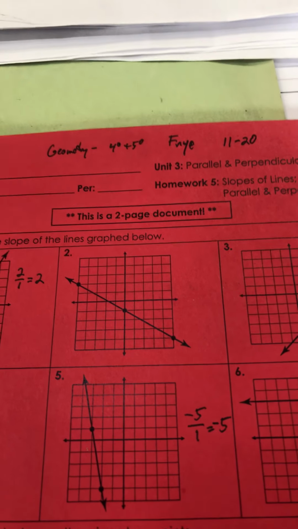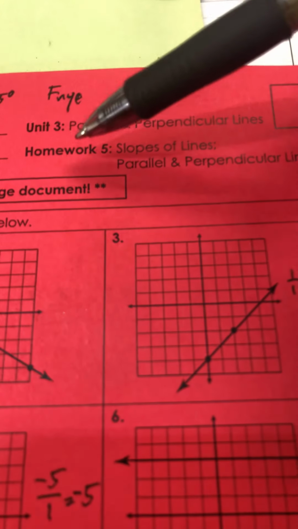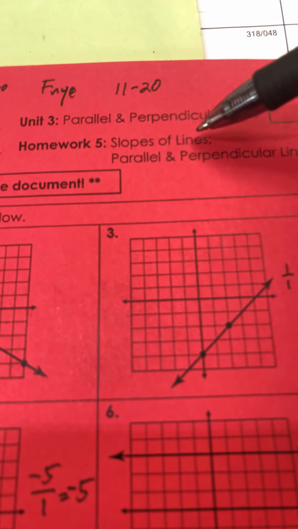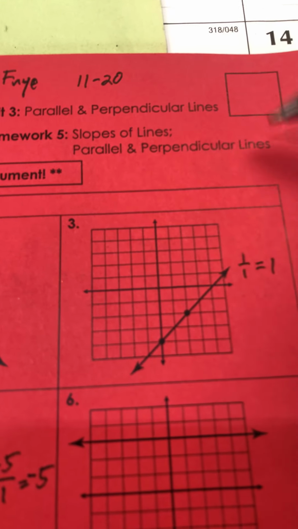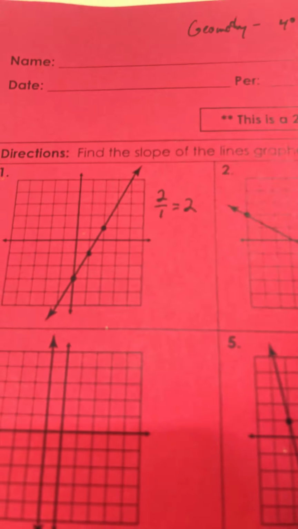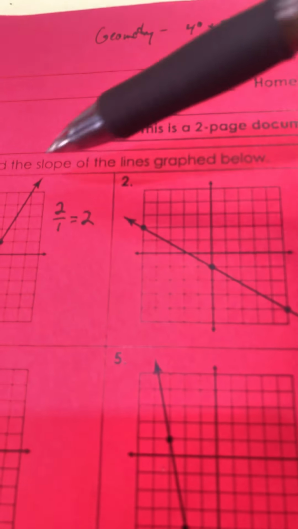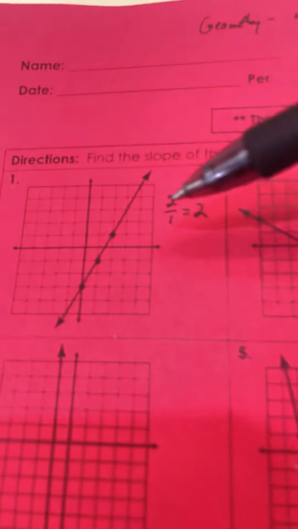Hello, geometry students. I am taking a look at Unit 3, Parallel and Perpendicular Lines, Homework 5, Slopes and Lines. Taking a look at the top portion of this page, finding the slope of the lines, find the slope of the lines graphed below.